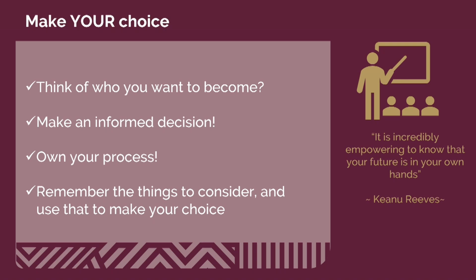And think of who you want to become. All right? Remember, you are growing, you are changing, you're discovering new ideas, everything. You're getting to know yourself better every day. You're becoming a better person. You are a better person today than you were 10 years ago. All right? So think of who you want to become. Think of where you want to be in 10 years' time, in 5 years' time. And then make an informed decision. Do your research, weigh your options, and make that decision. And please own this process. This is your process. All right?